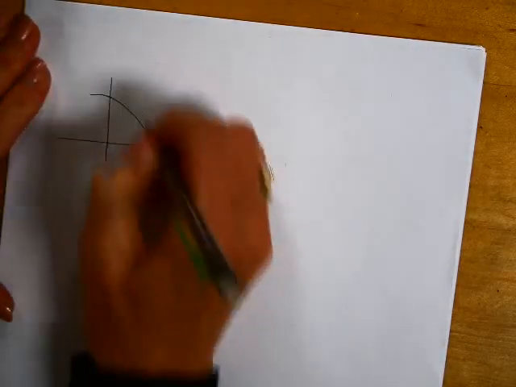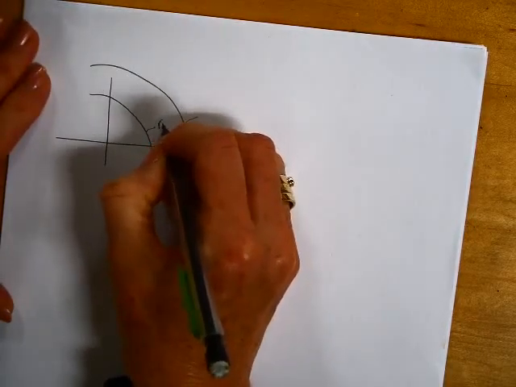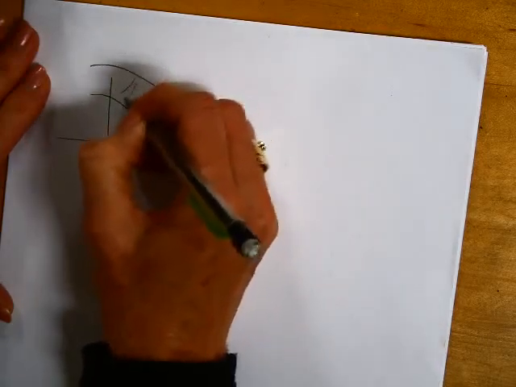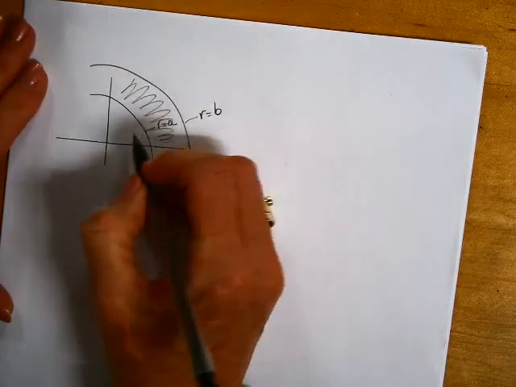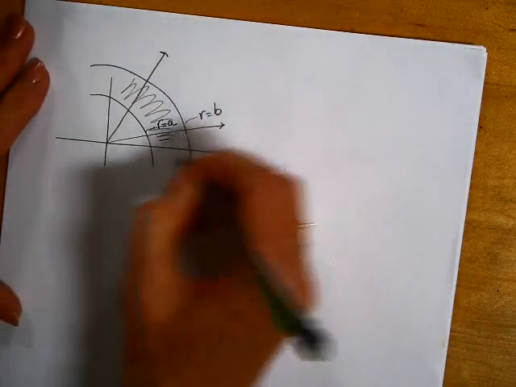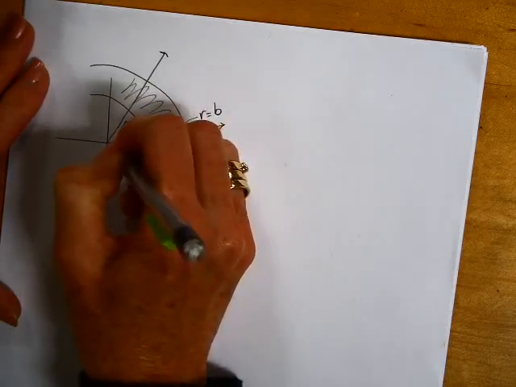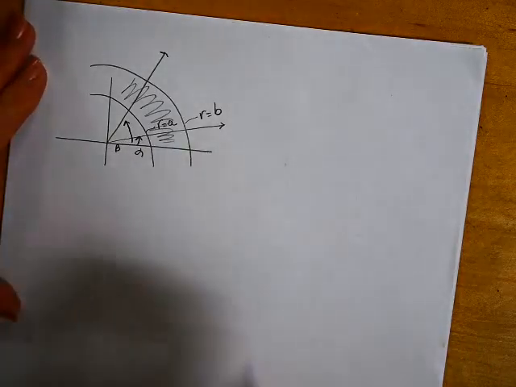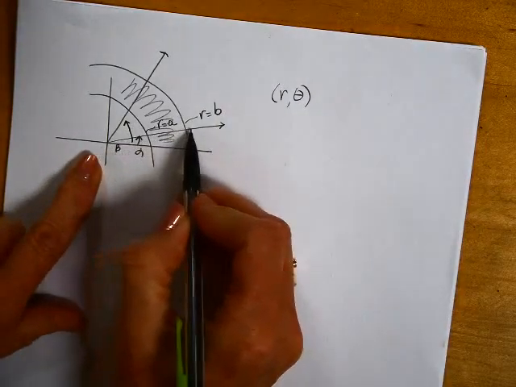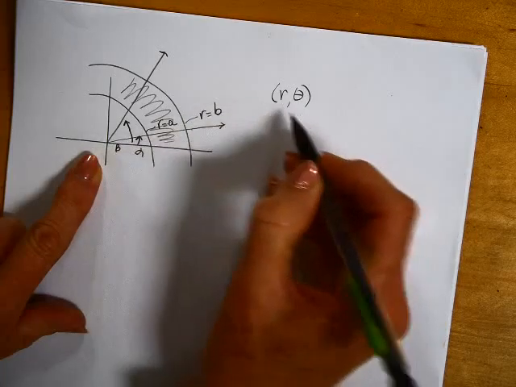Say you've got polar curves here. This is r equal to a. This is r equal to b. You're integrating over this region here, and you want to go between an angle here, which is alpha, and an angle here, which is beta. Now remember, polar coordinates are r's and thetas. You go out r on this line, and theta is the angle right here. So you have r's and thetas.